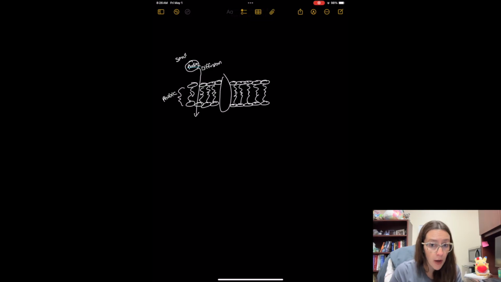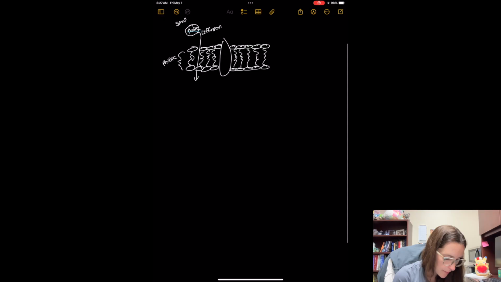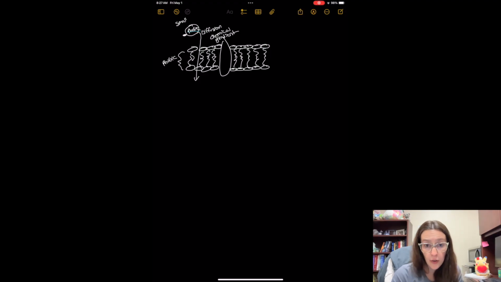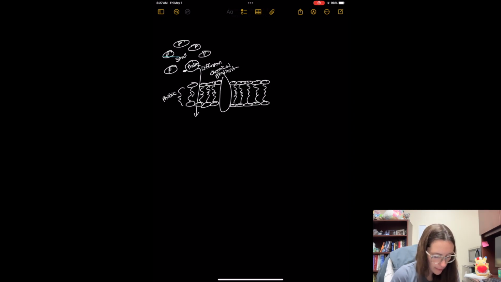But one, it needs to be small enough, but also we need to have what's referred to as a chemical gradient. What that means is that there's a chemical, this phobic molecule, and that there is a gradient, meaning that there is more on one side than the other side. So let's say we have tons and tons of that phobic molecule on the outside, and there's maybe only one on the inside.